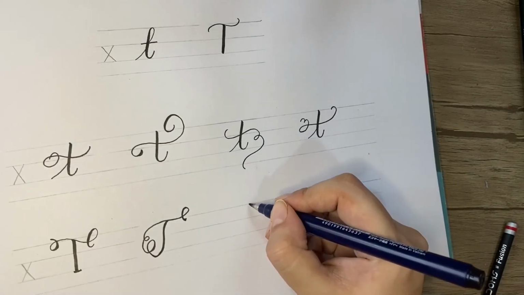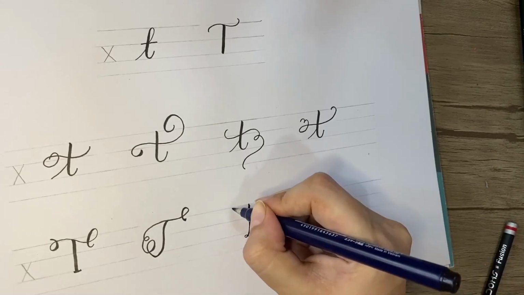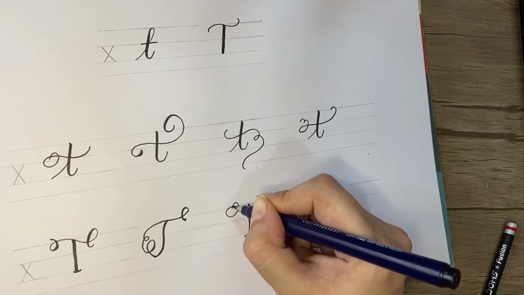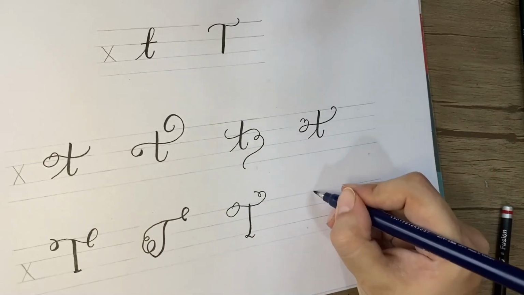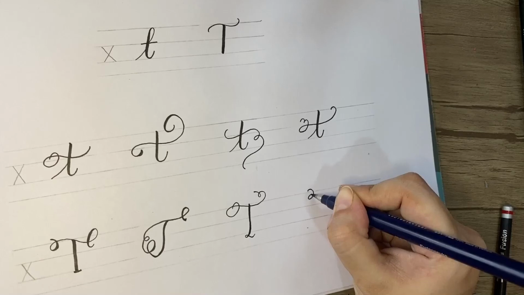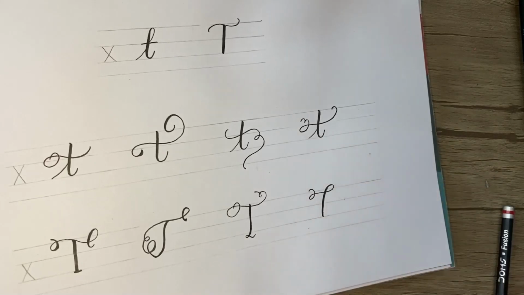Now for this one, first a downstroke and a little flourishing here, and again we will add flourishing at the top, and it's done. Now moving to the last one, I'm doing this one in one go and it's very easy.